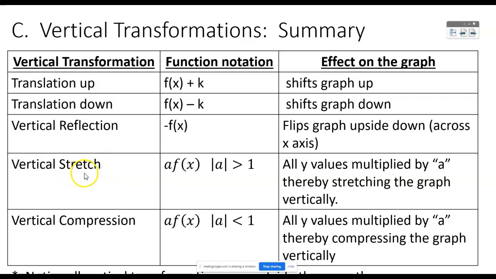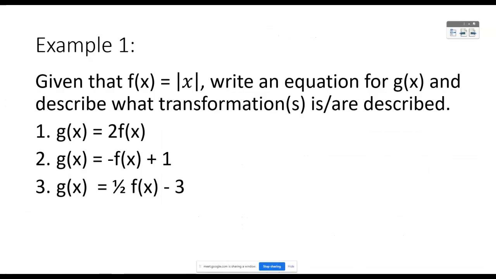A vertical stretch happens whenever you multiply your function by a number whose absolute value is greater than 1. All the y values get multiplied by a. A vertical compression is what happens when you multiply by a number whose absolute value is less than 1, in which case it gets squished closer to the x-axis. So those are the 5 transformations that we've looked at so far. Now let's see what we're going to do with those in problems.